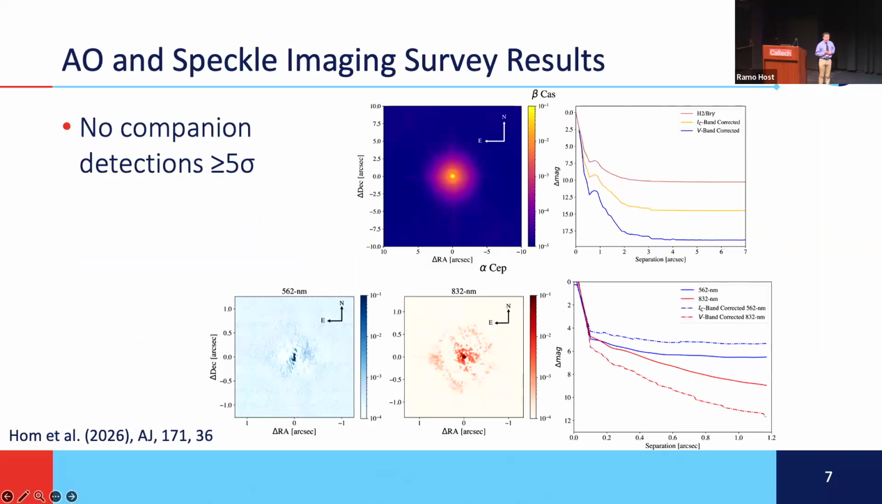So we were able to survey about 80% of the total primary and reserve list. And good news, we did not find any companions. So that's a win. So I'm showing some example data sets here. On the top, this is an AO image from Faro at Palomar Observatory. On the bottom, these are reconstructed speckle images from Alopeke at Gemini North.